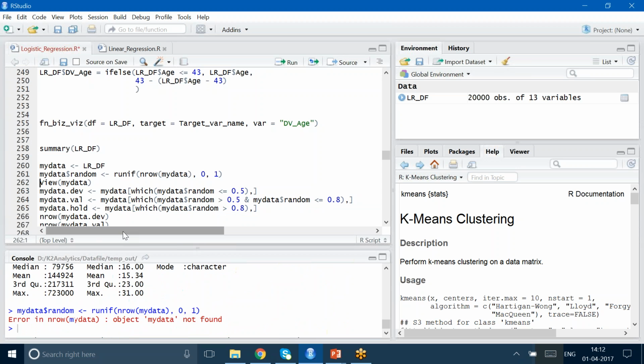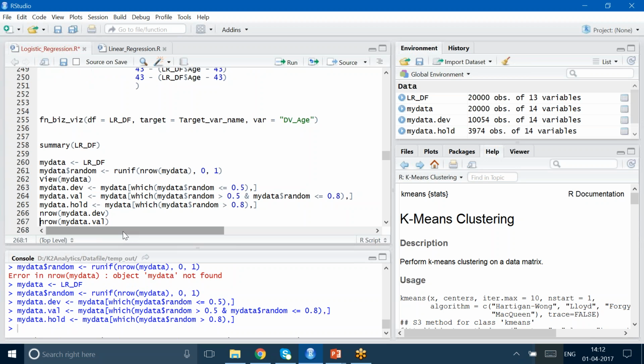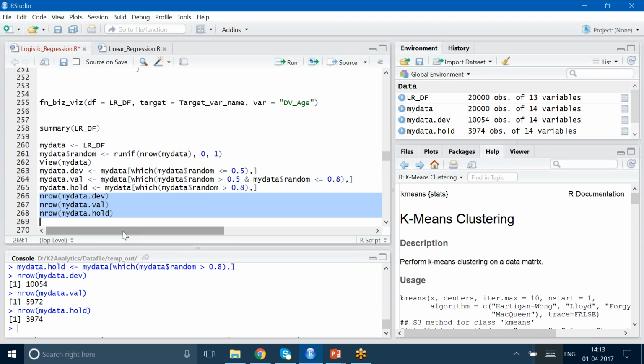So I'm doing random number generation. Okay, my data, I have to run this step, my data, random number generation, and then I have split it into three samples: development, validation, holdout. These are the three data sets that we are creating. Let us quickly check the numbers. It will be in 50-30-20 proportion. So my data is 20,000, 10,000, 6,000 and 4,000. That's the approximate proportion that we are getting.